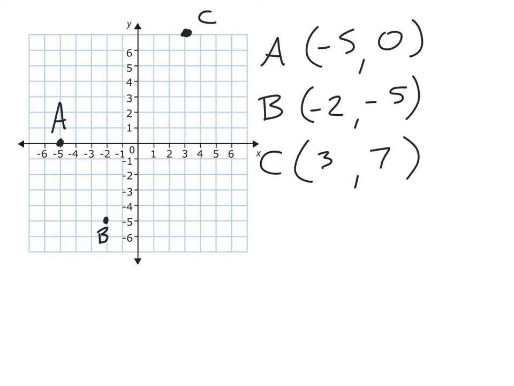All right, so this is what I got: -5, 0; -2, -5; and then 3, 7. So if you have any questions, see if you can figure out what happened there. And if you still can't figure it out, that's fine. Just make a note and make sure to bring that question to class.